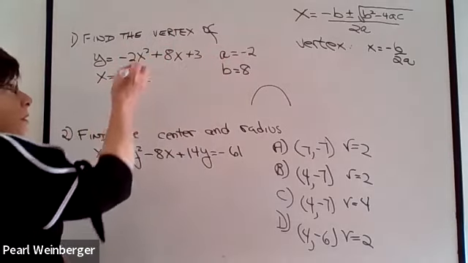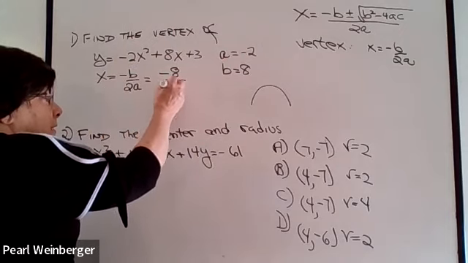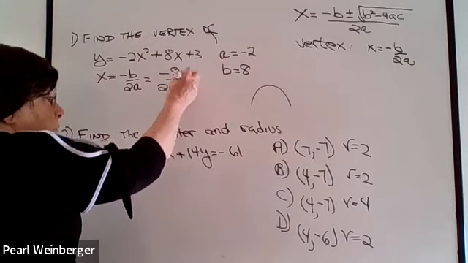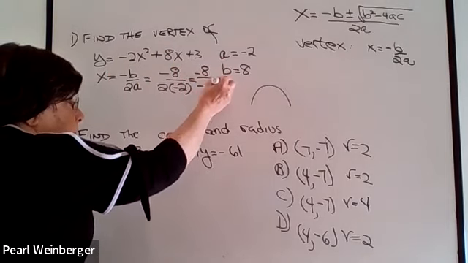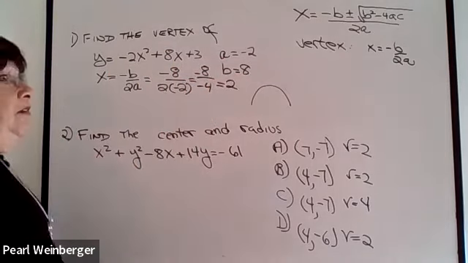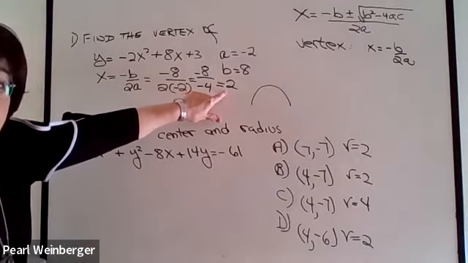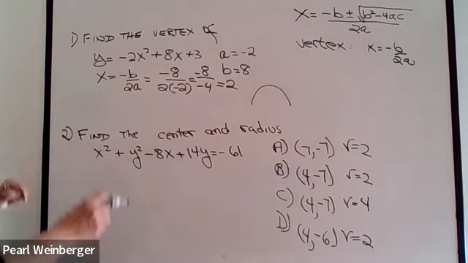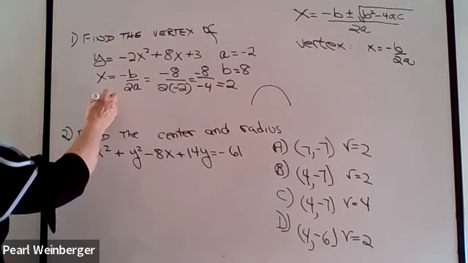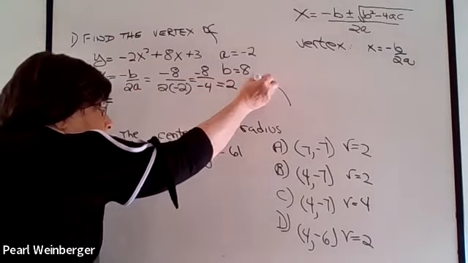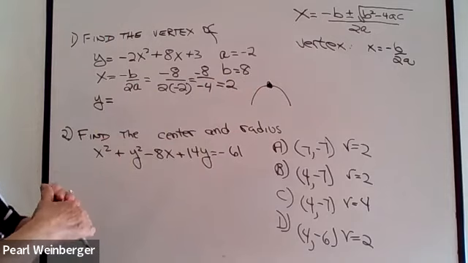We're going to do negative 8, that's negative b, over 2 times negative 2, which is going to give us negative 8 over negative 4, which reduces to 2. Now, we're not finished. When we say the vertex, that's just the x value of the vertex. We have to stick this number into the original equation to find the y value, because the vertex is a point, and the point has to have both an x and a y value.